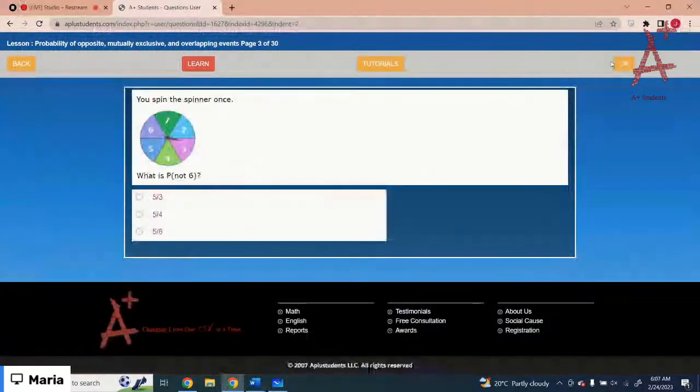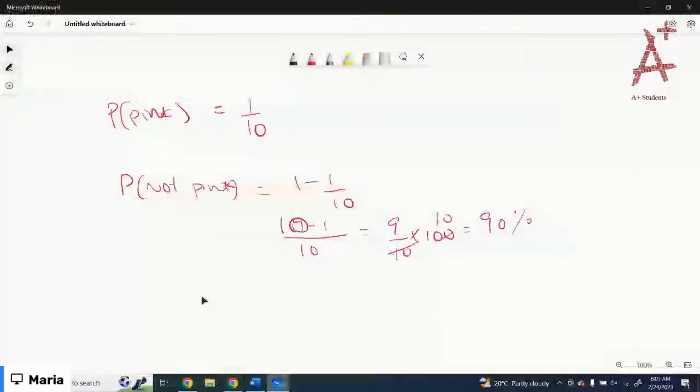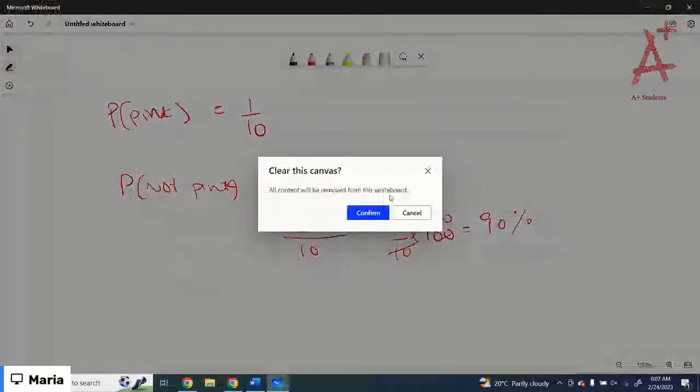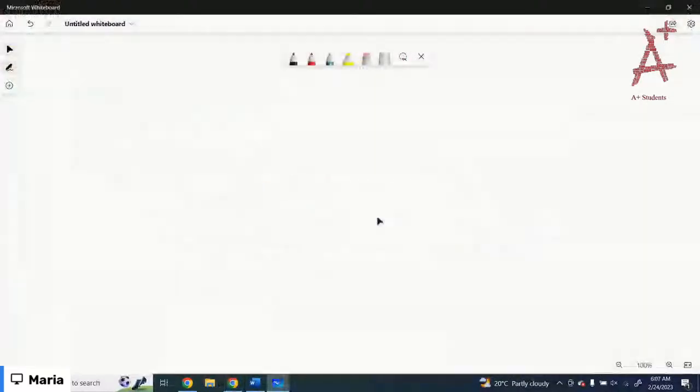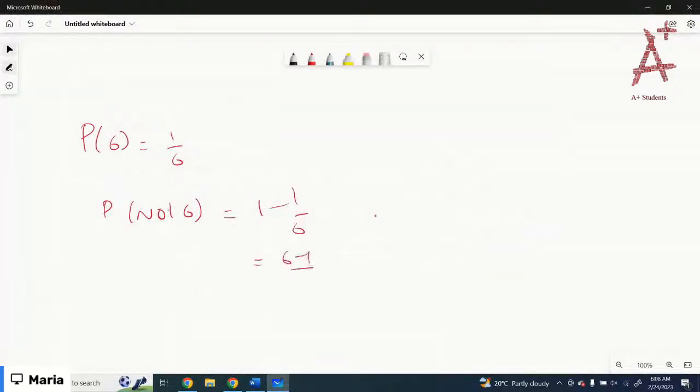Okay, you spin the spinner once. Probability of not 6. The probability of 6 is 1 over 6. Got it? One portion is 6, so it would be 1 over 6. You have to calculate the probability of not 6. So the probability of not 6 is 1 minus 1 over 6. Got it? That is 6 minus 1 over 6.